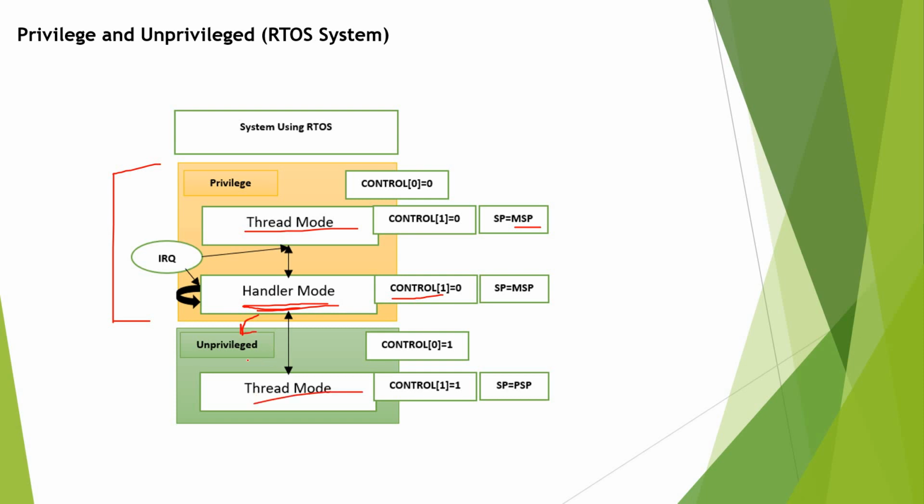However, thread mode will now execute in unprivileged and will use the process stack pointer instead of the main stack pointer. And why is that? Because we have already modified bit 0 and bit 1 of the control register in handler mode. The user-based application and thread will always run in thread mode, unprivileged execution state, using the process stack pointer, while the real-time operating system scheduler will always run in handler mode and will execute always in privilege and use the main stack pointer.